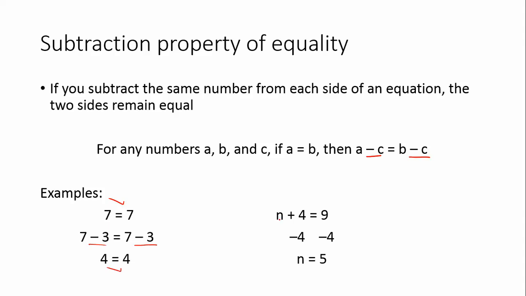Subtracting the same thing from both sides, the second equation remains true. On the right we have an equation n plus 4 equals 9. So the opposite of adding 4, we're going to subtract 4 from both sides, and that's going to give us n equals 5. 9 minus 4 is 5, so we're stating that because we subtracted the same thing from both sides, as long as it's done accurately, we still end up with a true equation.